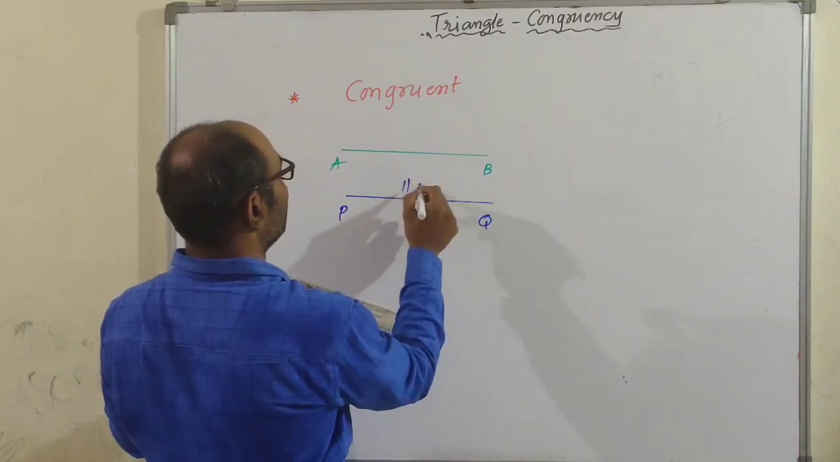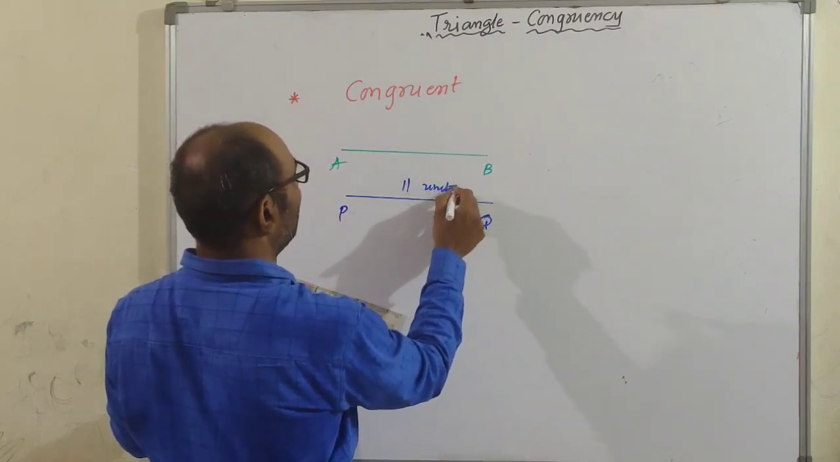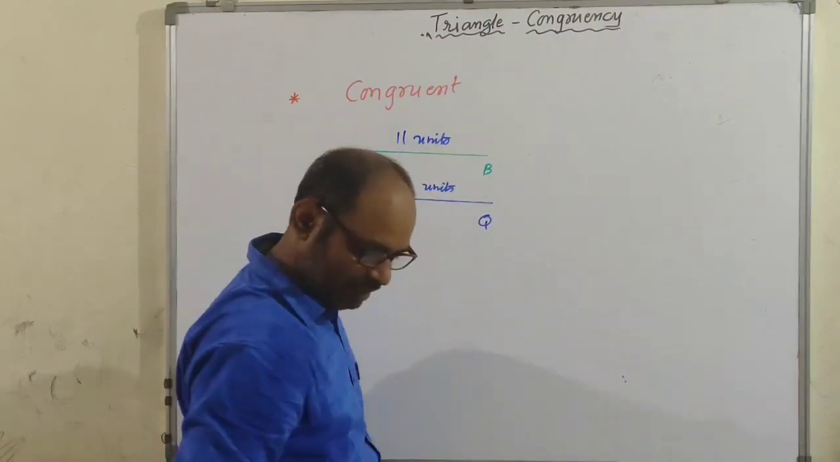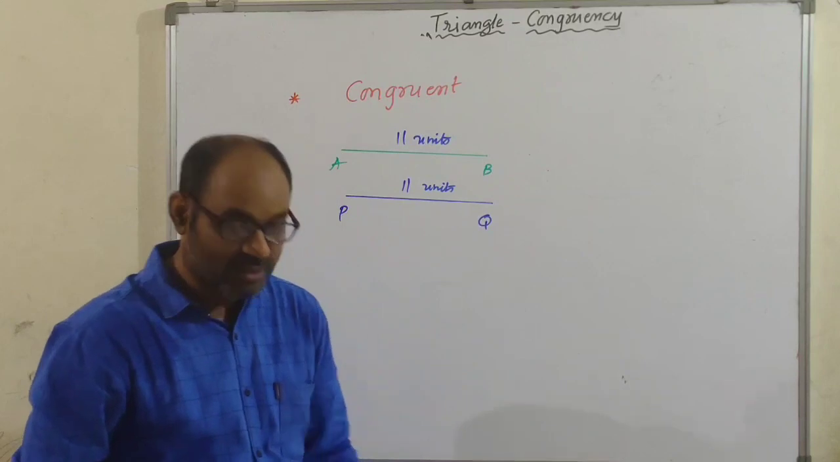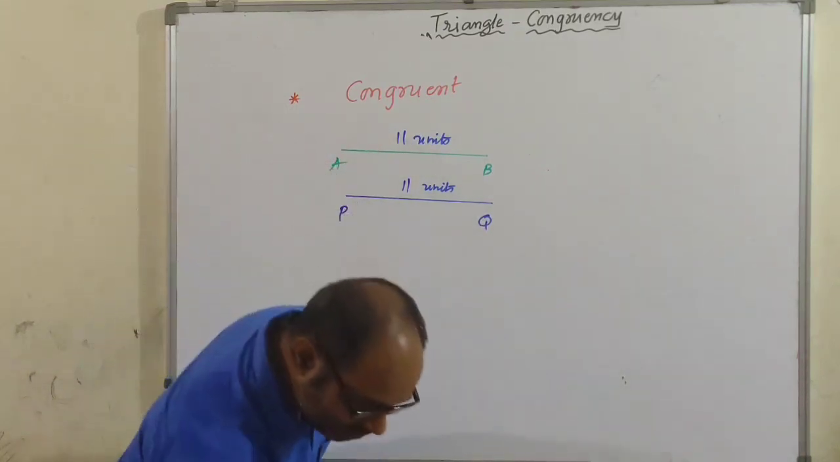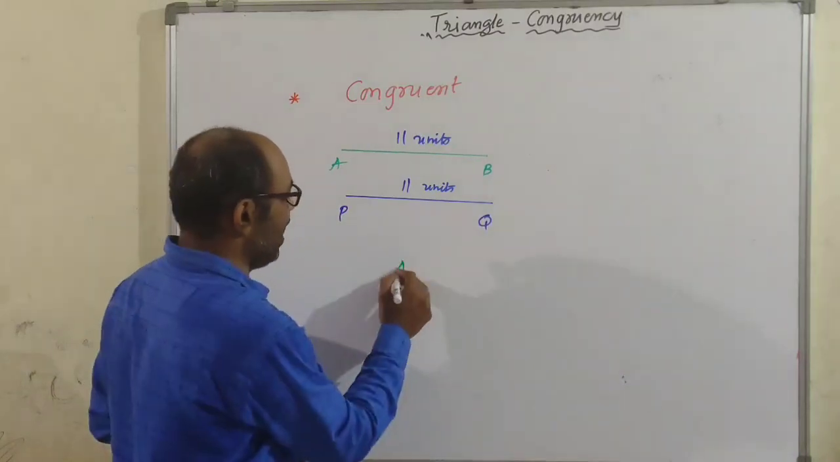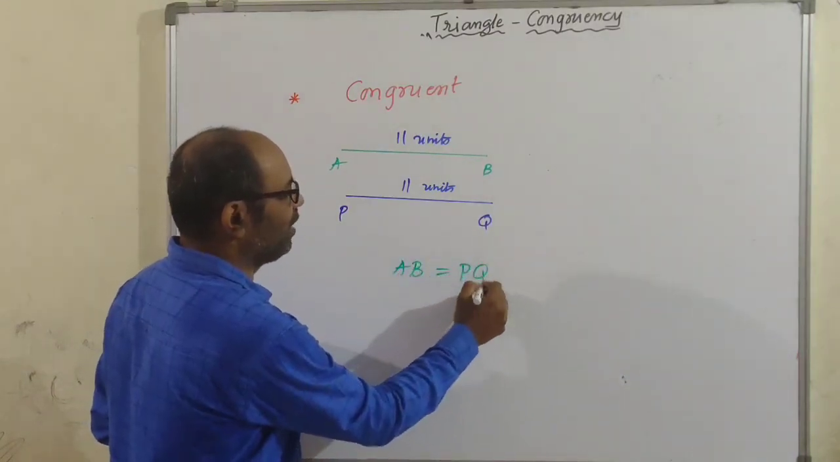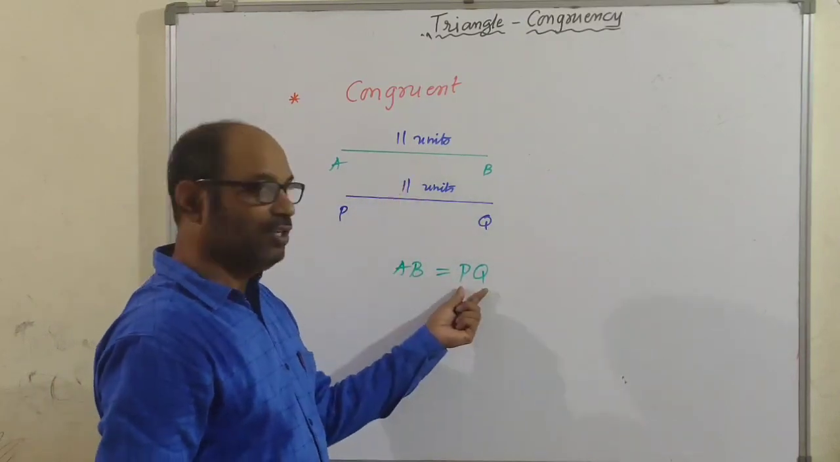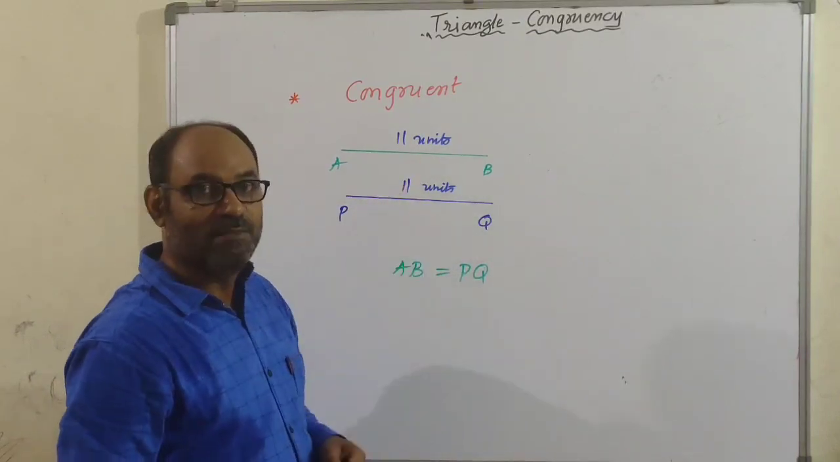PQ. The length is 11 units and this length is also 11 units. The unit may be centimeter or inches, anything. Now, both have the same length. You can say AB is equal to PQ. AB means length of line segment AB. PQ means length of line segment PQ.